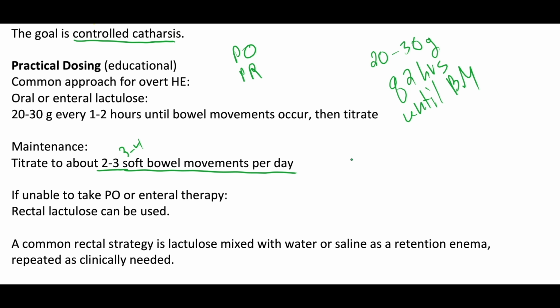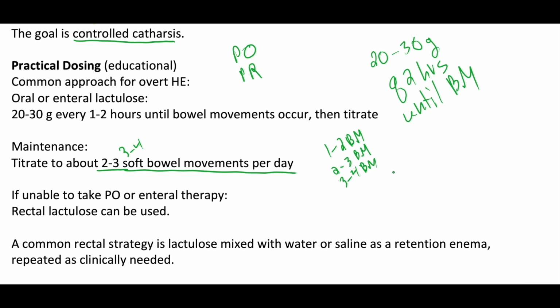That's kind of the happy place. And remember, the number of bowel movements is somewhat related to how they're doing. If you titrated to 1 to 2 bowel movements and they're still confused, and then you titrate to 3 to 4 bowel movements and they're still confused, and it is hepatic encephalopathy and you're not missing a precipitant or anything like that, 3 to 4 bowel movements.